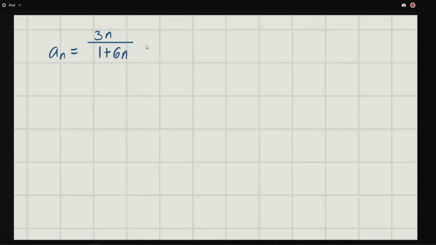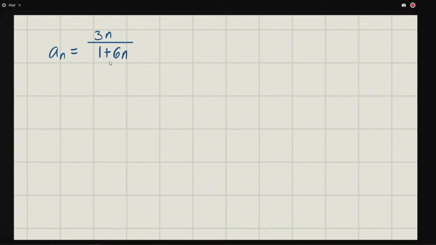Eric Burgess here, and we've been given a sequence, 3n over 1 plus 6n, and we are to find the first 10 terms, so a1 through a10, and then determine if there is a limit. And if there appears to be a limit, to first graph the points and then to calculate that limit. So that's what we're going to be doing here.